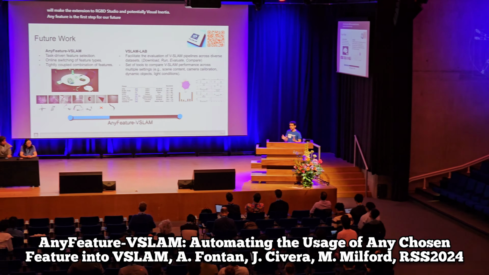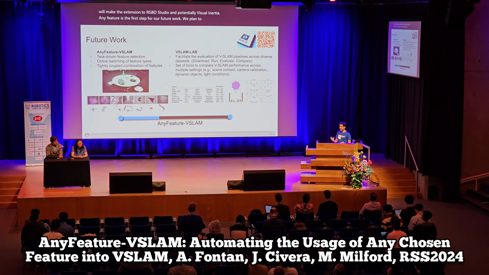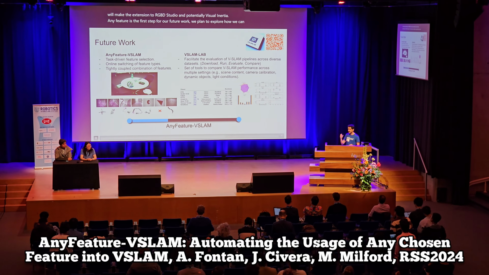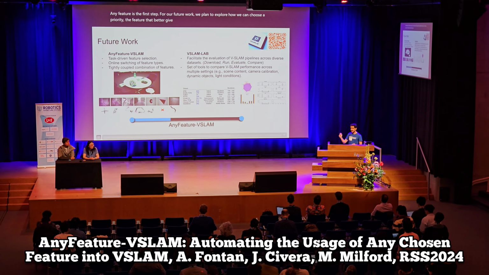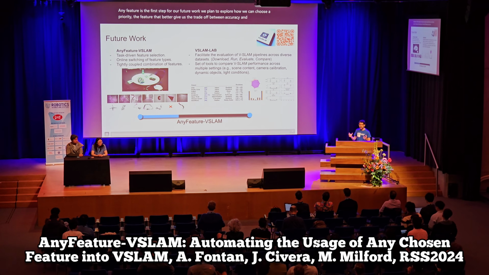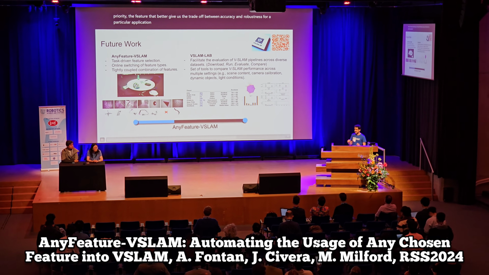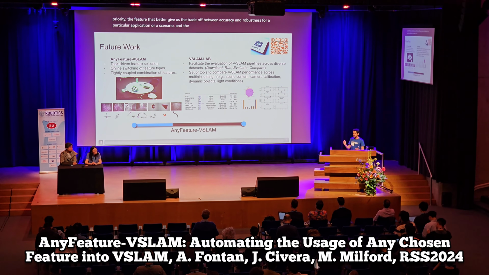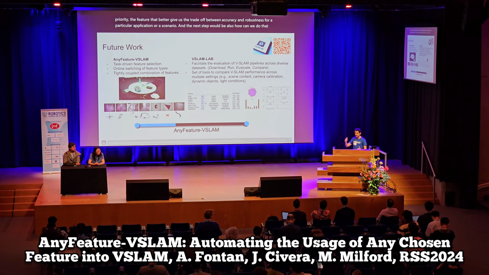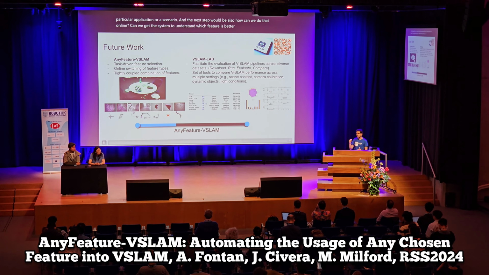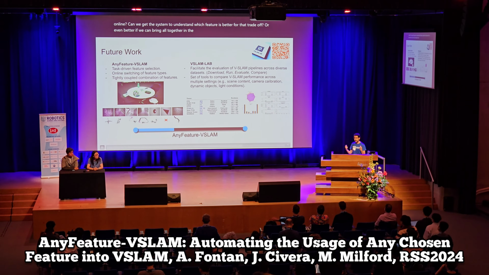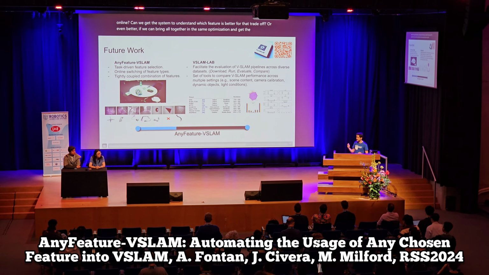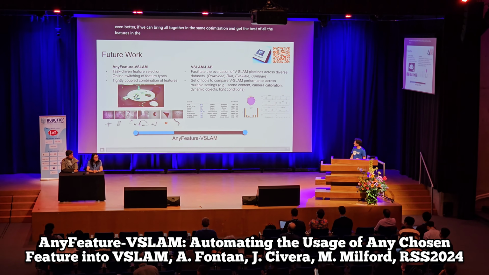We plan to explore how we can choose a priori the feature that gives us the best trade-off between accuracy and robustness for a particular application or scenario. And the next step would also be: how can we do that online? Can we get the system to understand which feature is better for that trade-off? Or even better, can we bring all together in the same optimization and get the best of all the features in the same pipeline?